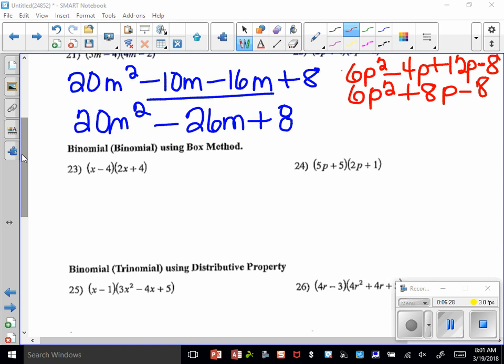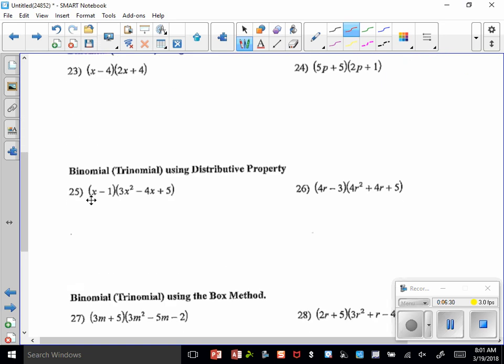All right, so what happens if you're multiplying, let's go to 25, a binomial times a trinomial? So it's still the distributive property. You're going to take the x, multiply it by all three, then take the negative 1 and multiply it by all three and combine the like terms together. Now I'm going to do a vertical method, so I like to line my like terms up instead of going horizontally all the way across, and I'll show you what I mean by that if you follow along with me.